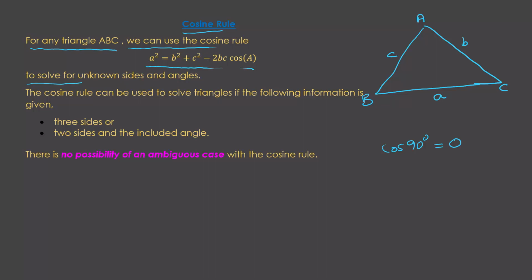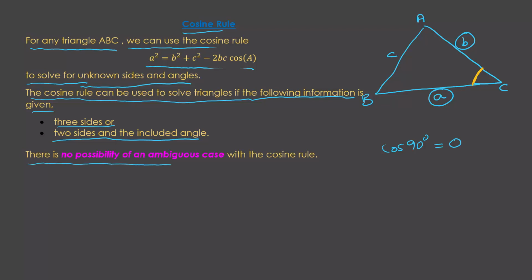We can solve, just like we could with the sine rule, for unknown sides and angles. The cosine rule can be used to solve triangles if the following information is given. Either we know all three sides of the triangle, or two sides and the included angle. The included angle, if we know A and B, is the angle between A and B. There is no possibility of an ambiguous case with the cosine rule.